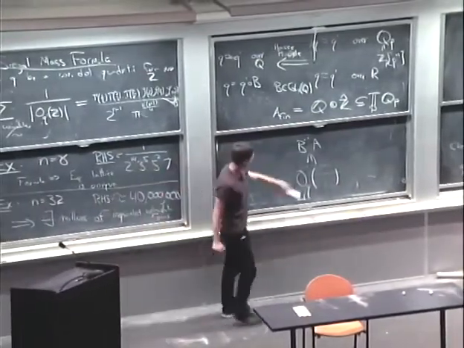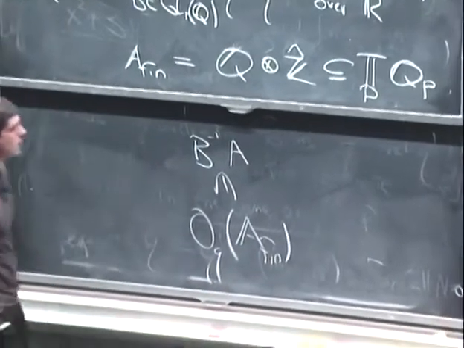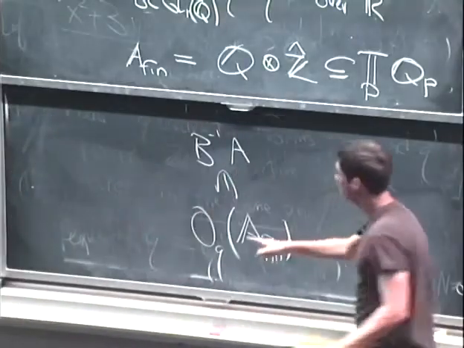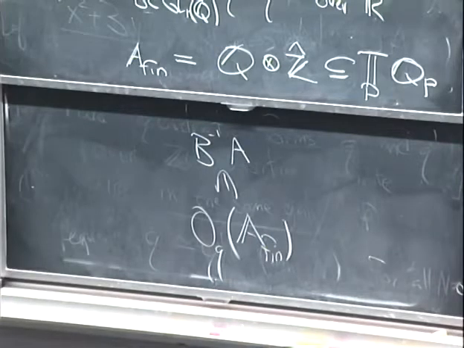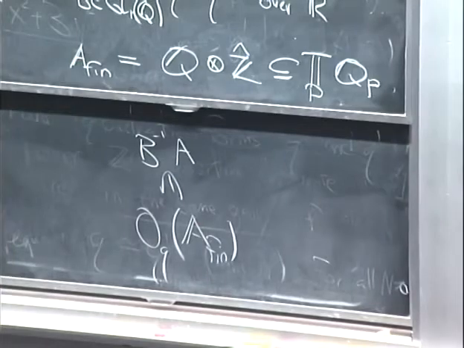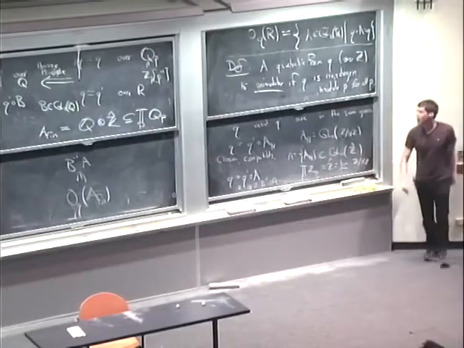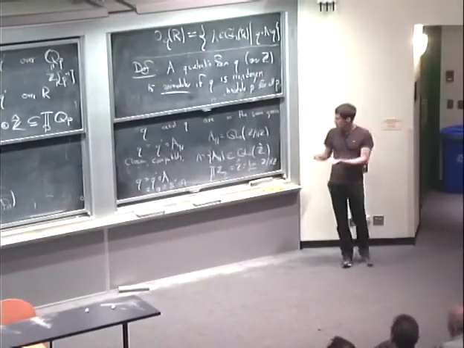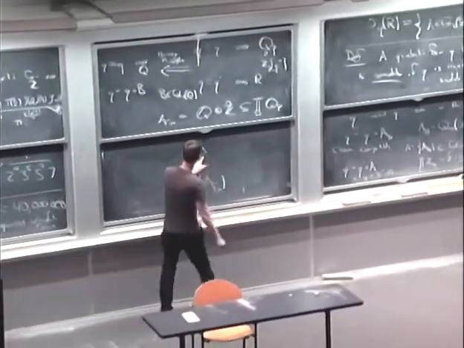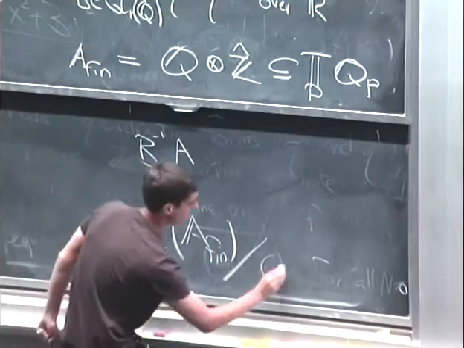So this matrix here belongs to O_Q of the finite adeles. Now, this depends on some choices. In order to produce this element, we needed to choose an isomorphism of Q and Q prime over Z hat, and we needed to choose an isomorphism over Q. So this matrix A that we chose might not be unique, but it's unique up to multiplying on the right by linear transformations that preserve the quadratic form Q. So this product is ambiguous, but up to right multiplication by elements of O_Q(Z hat).